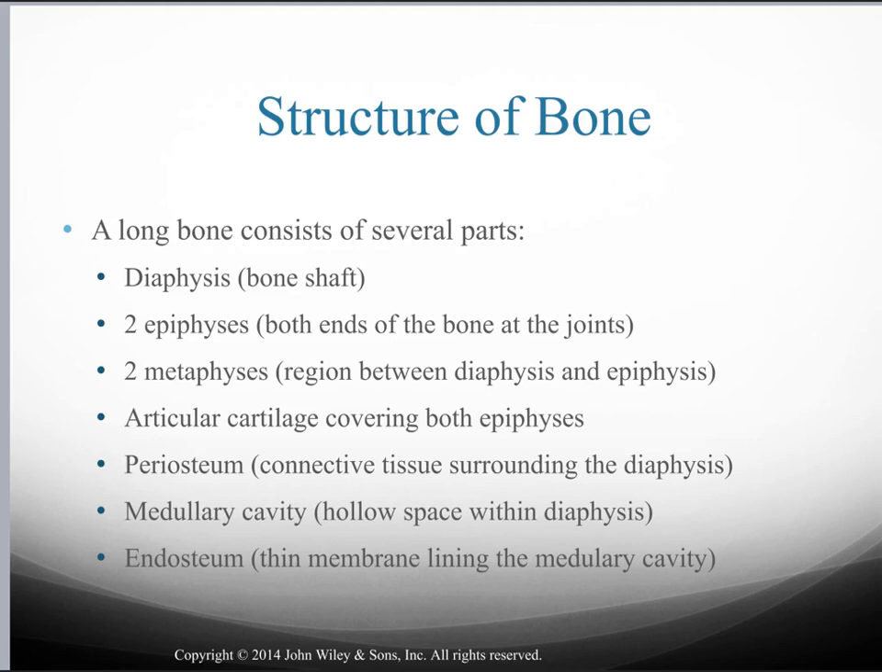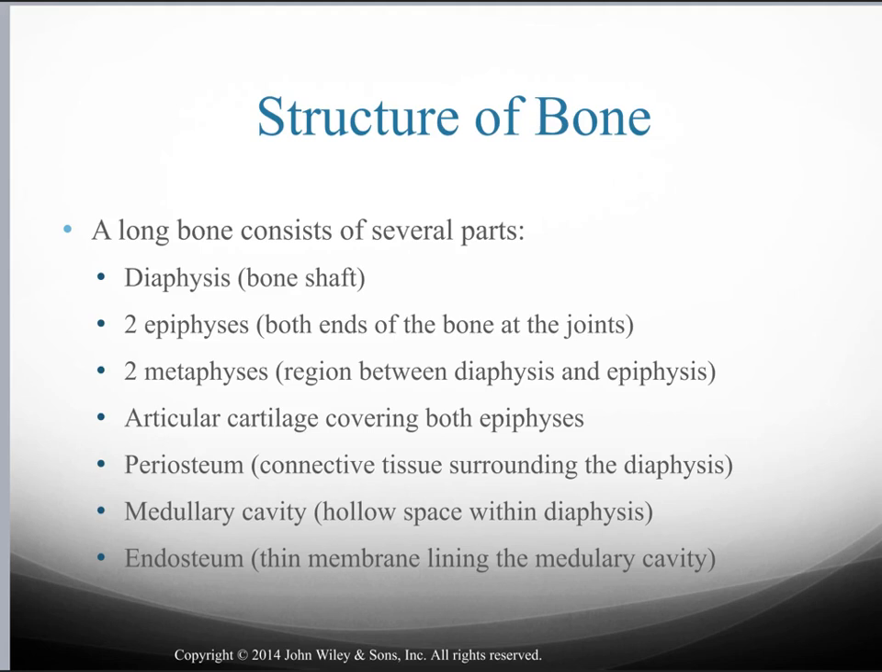Let's look at the structure of a bone. So a long bone is what we're going to focus on, and it consists of several parts. The diaphysis, which is essentially the longest part of this bone, or the shaft. 2 epiphyses, so these are the ends of the bones, a proximal and a distal epiphysis. This is usually covered with our articular cartilage, which is going to allow for a bone-to-bone connection. 2 metaphyses, so these are the region, meta meaning between, the region between the diaphysis and the epiphysis.